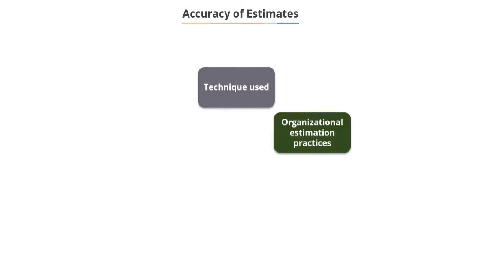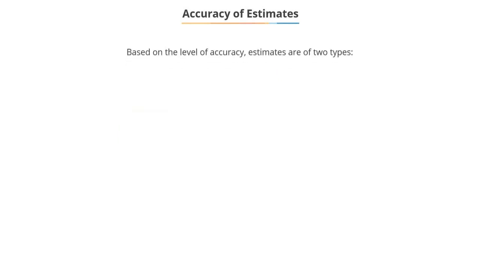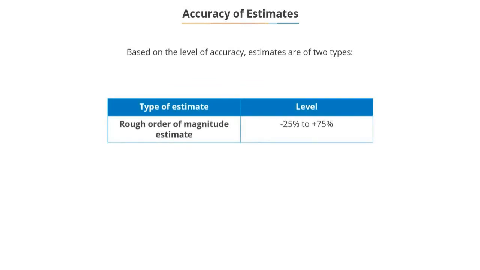Accuracy of estimates. Generally, the accuracy of estimates vary with the techniques used, organizational estimation practices, and the tolerance limits of stakeholders and the project's needs. Based on the level of accuracy, estimates can be of 2 types. Rough order of magnitude estimate is the first type. The accuracy level is between -25% to +75%, and the second type is definitive estimate. The accuracy level is between -5% to +10%.